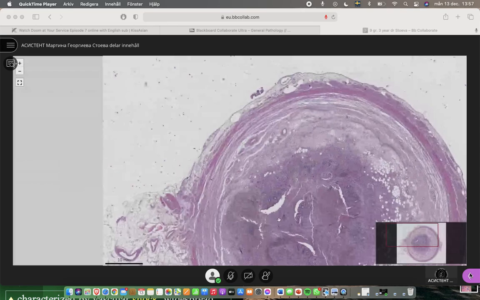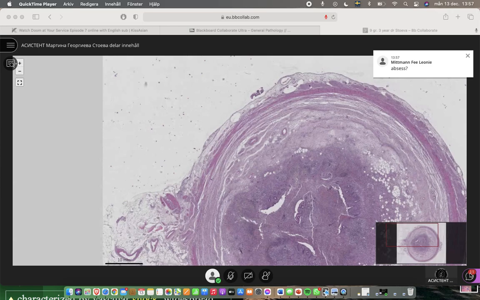If you remember, the phlegmon is the word used for diffuse purulent inflammation. How do we call the localized purulent inflammation? It's an abscess, that's right.